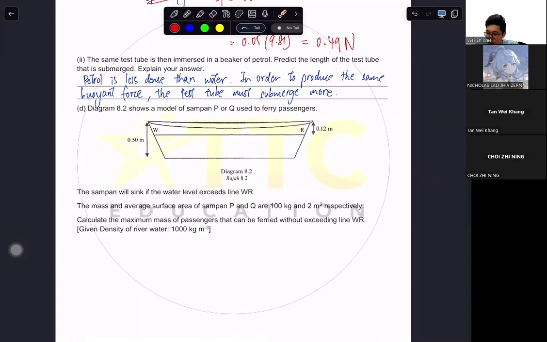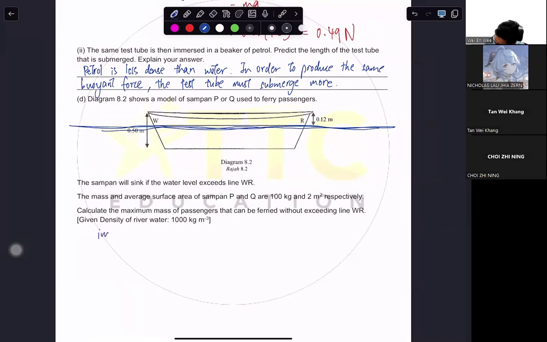So basically, I want to know how much weight I can have so that it doesn't sink. Because if I want to find how much mass, I cannot find it yet. I need to find how much weight first. Right now, we're dealing with forces first. So let's say the water is right until here. What is the buoyant force here? So you see, immersed height.